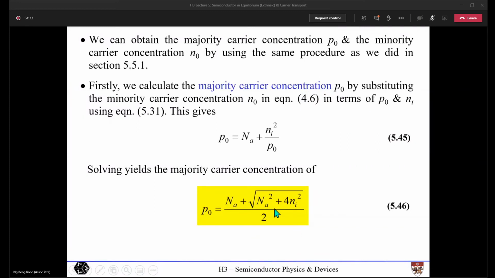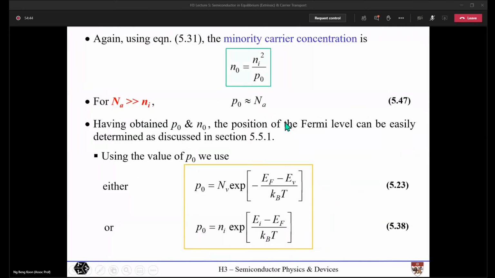You have Na plus the square root of Na squared plus 4 Ni squared, over 2. The only difference is in terms of the doping that you use. Instead of Nd, you notice that this changes to Na. Obviously, once you have that, you can find the minority carrier concentration using n0. And that allows you to determine both the electron and hole concentration in the semiconductor.